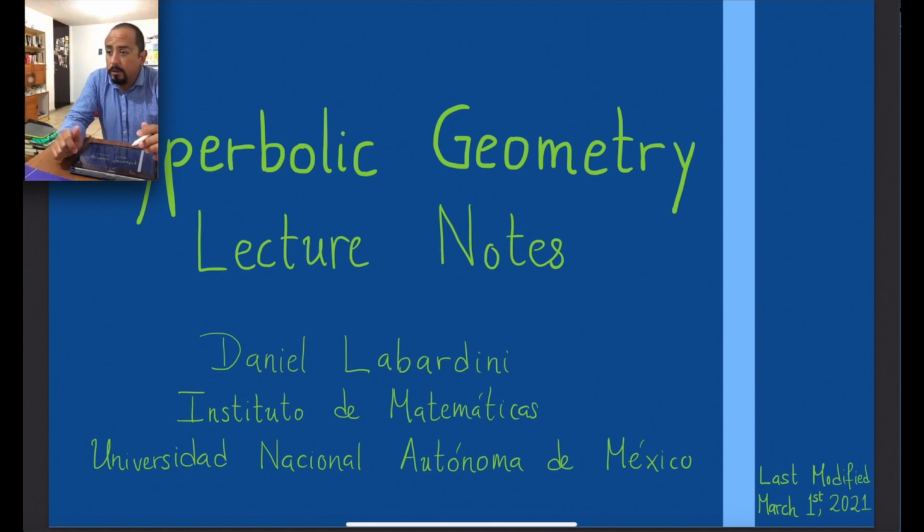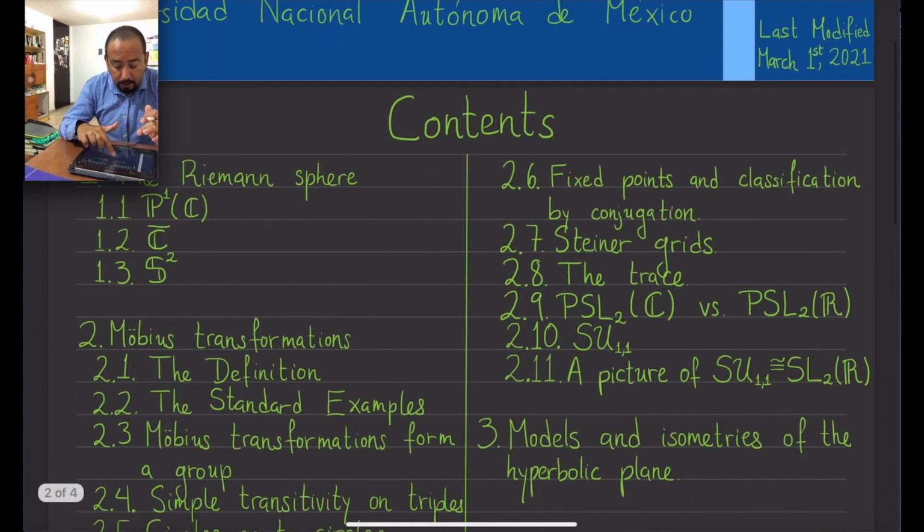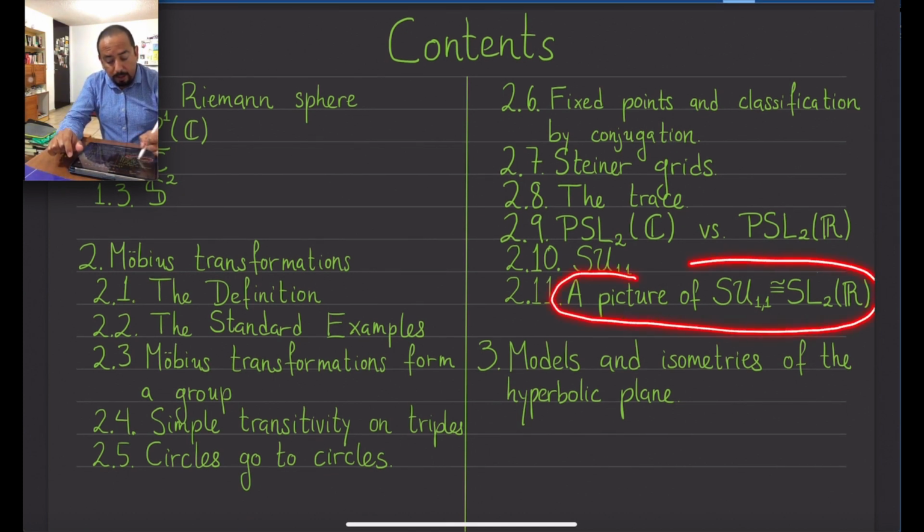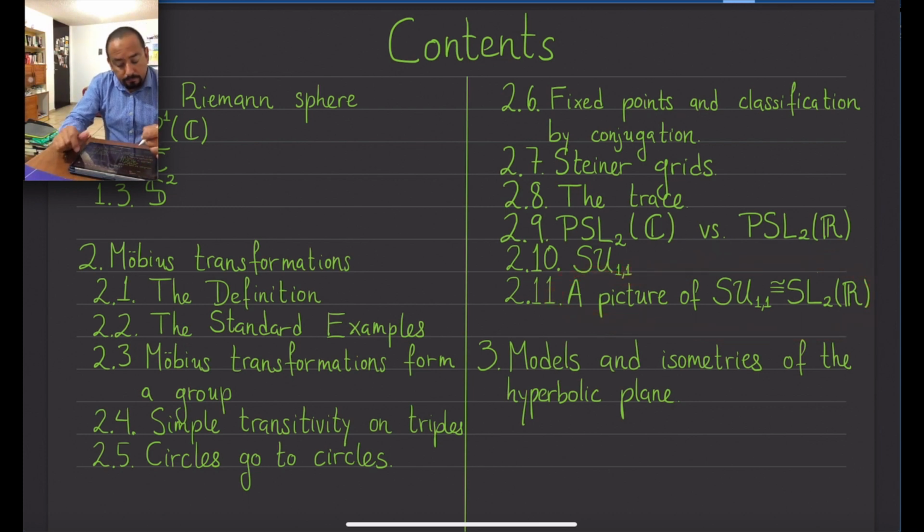Okay, so in today's class, which is going to be a short one, we are going to draw a picture of SL2R and SU11, which we have seen are conjugate subgroups of SL2Z.